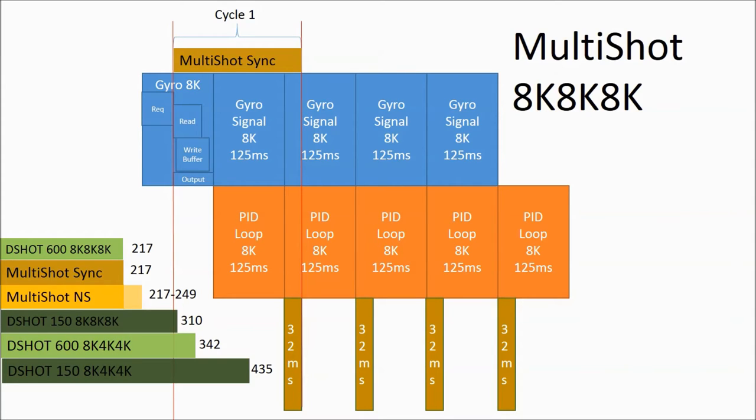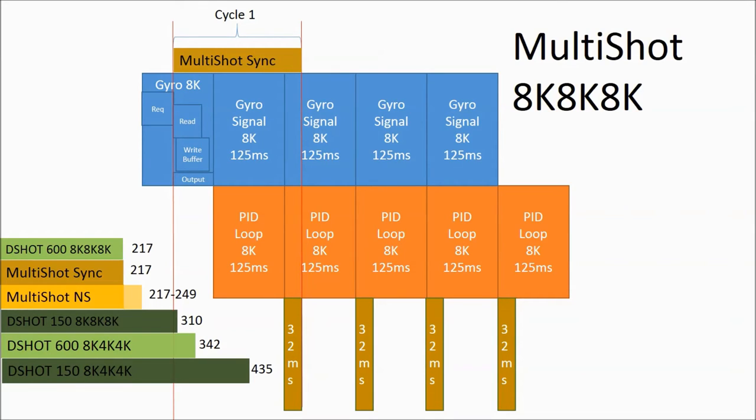It's actually, I hate getting into this, but DSHOT is actually going to be slightly faster because it runs at 33 kilohertz. But for all intents and purposes here, they're exactly the same. Let's assume that they're the same. So you can see that with multi-shot synced, we're running the same cycle time as DSHOT.